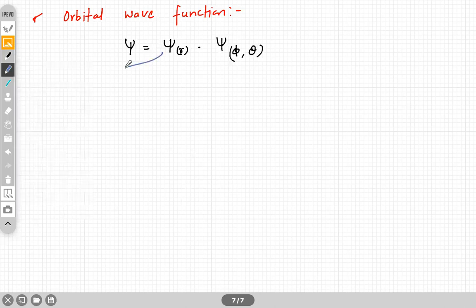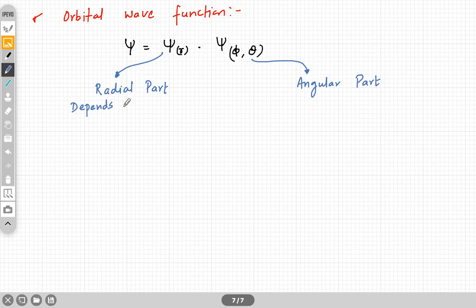This psi r is the radial part we have. The radial part. And theta and phi is the angular part here. Radial part and angular part. This radial part depends on the value of N and L, principal quantum number and azimuthal quantum number, right? So this radial part gives us an idea about the size.